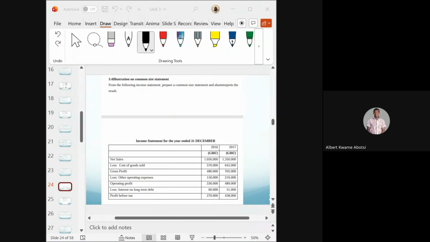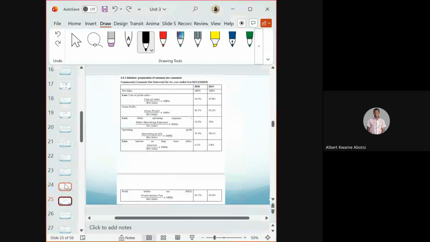I got 54.28. Yes, Abochi can speak. Please, madam, we are around. I'm asking a question. Hello. Madam. Yes, Abochi. Madam, I got 54.3. 54.3.